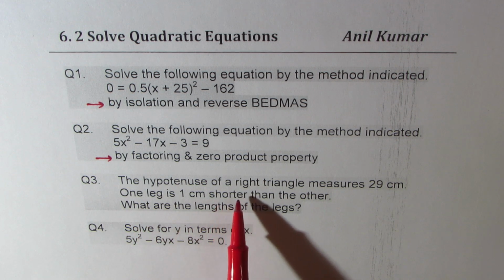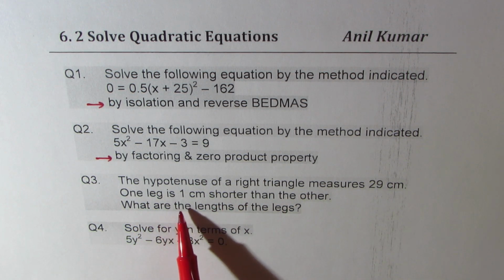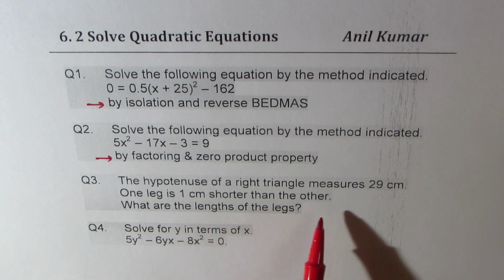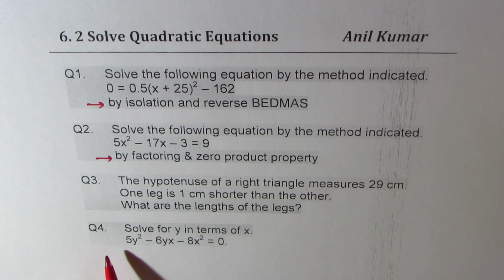The hypotenuse of a right triangle measures 29 centimeters. One leg is 1 centimeter shorter than the other. What are the lengths of the legs? Question number 4. Solve for y in terms of x. 5y squared minus 6yx minus 8x squared equals 0.